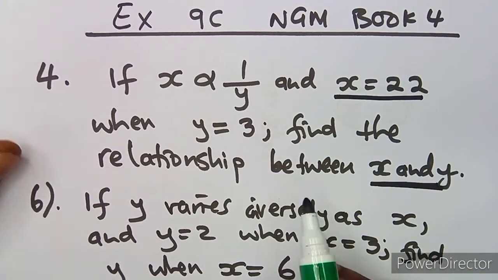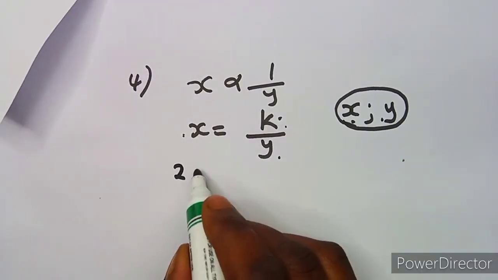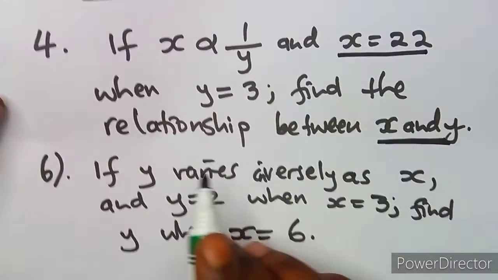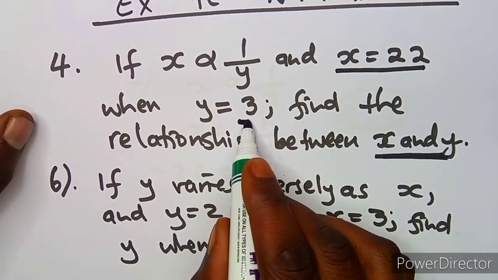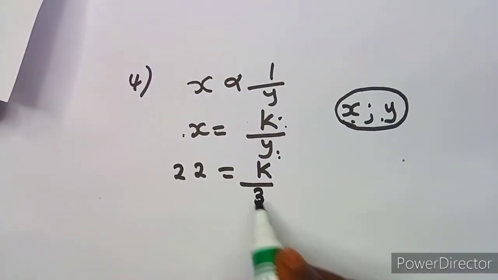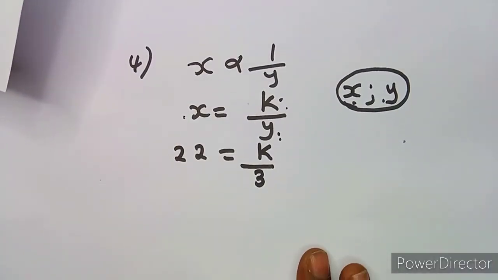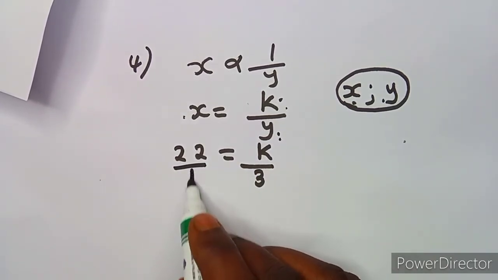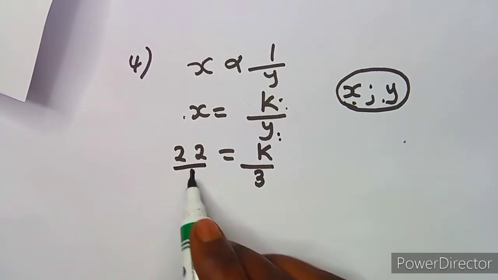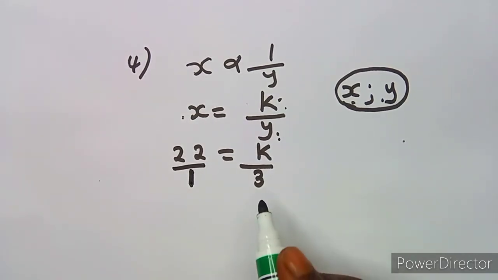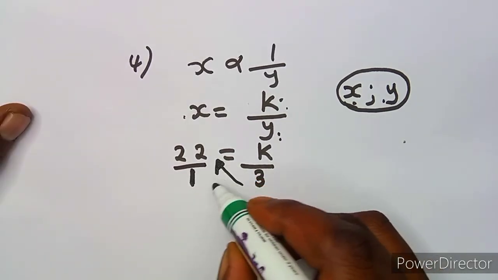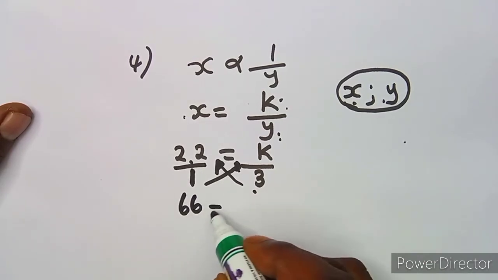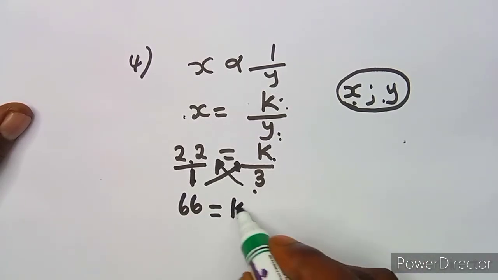In place of X, you can substitute 2. So 2 is equal to K over the value of Y. The value of Y in this case is 3, so it's going to be over 3. Let's cross multiply and see what you're going to have. It's now a normal equation. The 2 is a whole number, so as a fraction it is over 1. So you can cross multiply: 3 times 2, which is 6, is equal to 1 times K, which is equal to K.